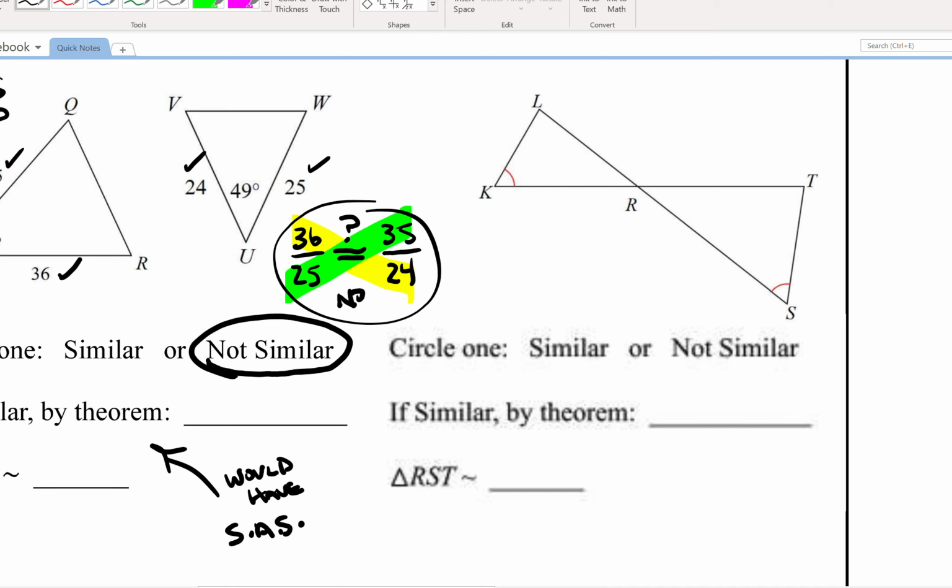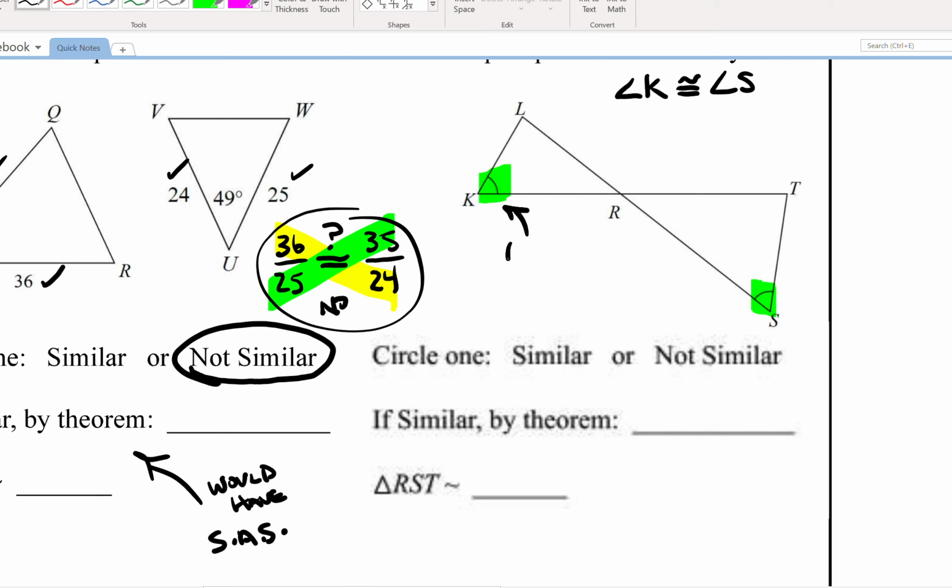Okay, now on this one, we have that this angle K is congruent to this angle S, because they show that with that single arc. I can say angle K is congruent to angle S. This means that the measure of angle K and the measure of angle S are the same. If K was 60 degrees, then S would also be 60 degrees. If K is 70 degrees, then S would also be 70 degrees. That's what that arc means.